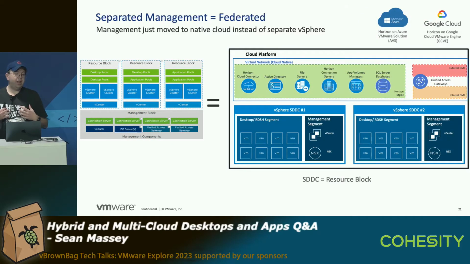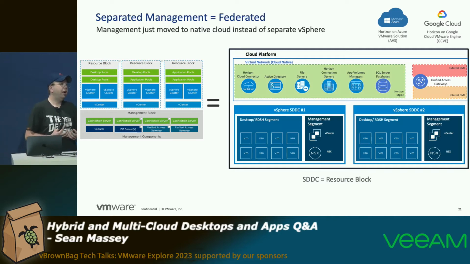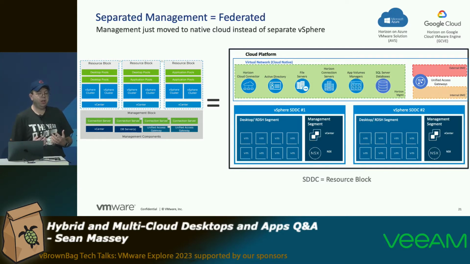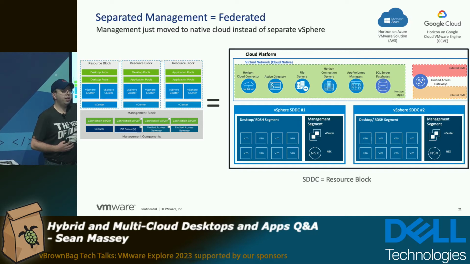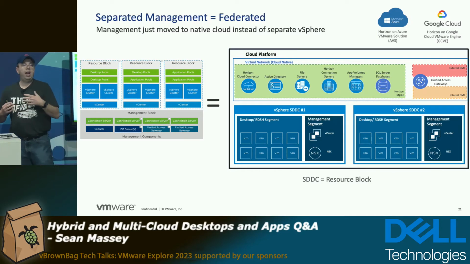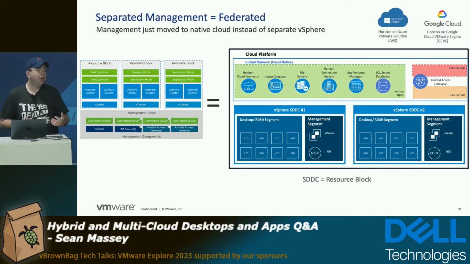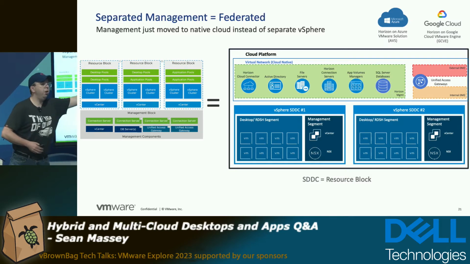We also have a federated model. Now, the federated model is very similar to the traditional block and pod architecture because we are now making our management block the native public cloud service. So for AWS, as an example, this would be putting all of our management components in EC2.